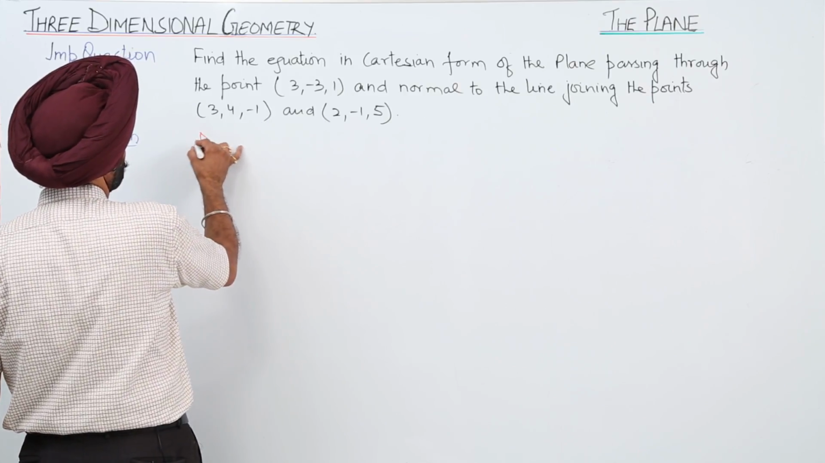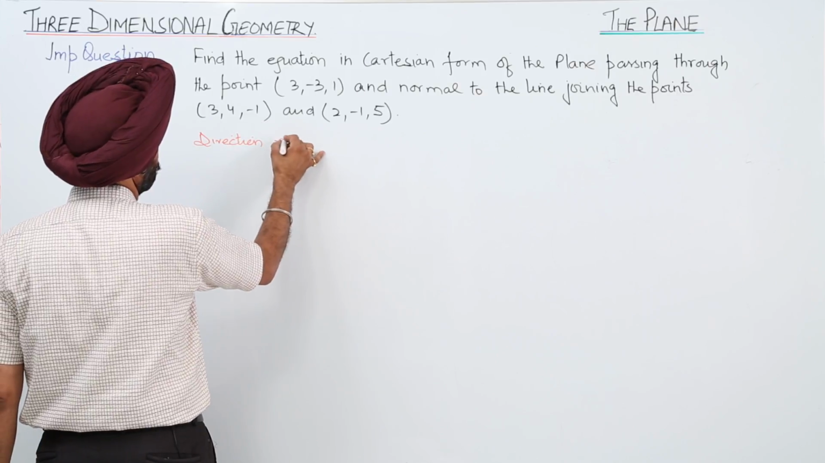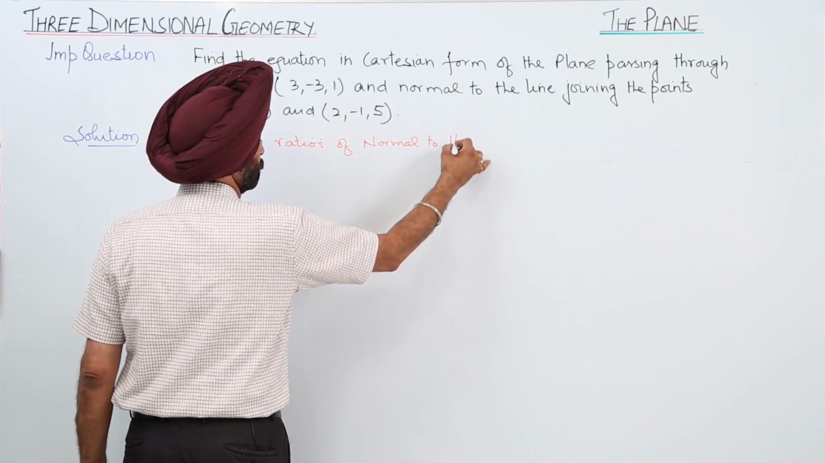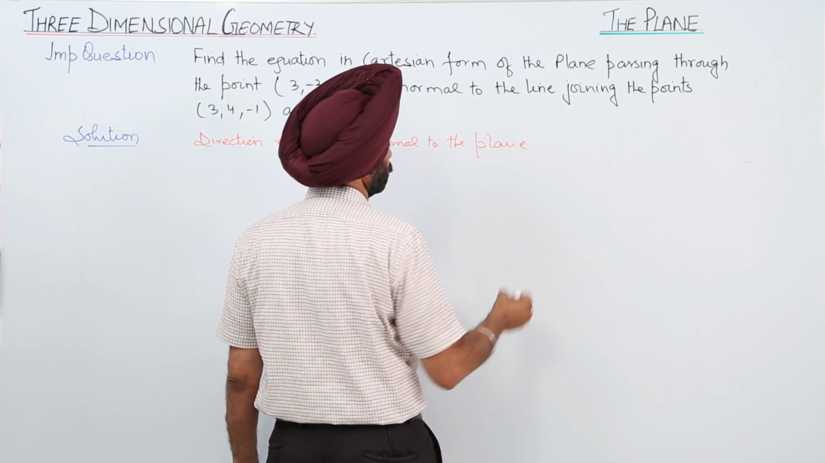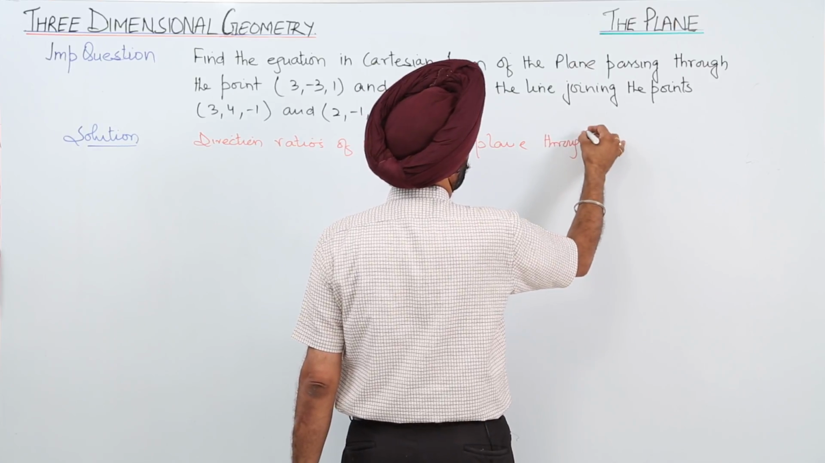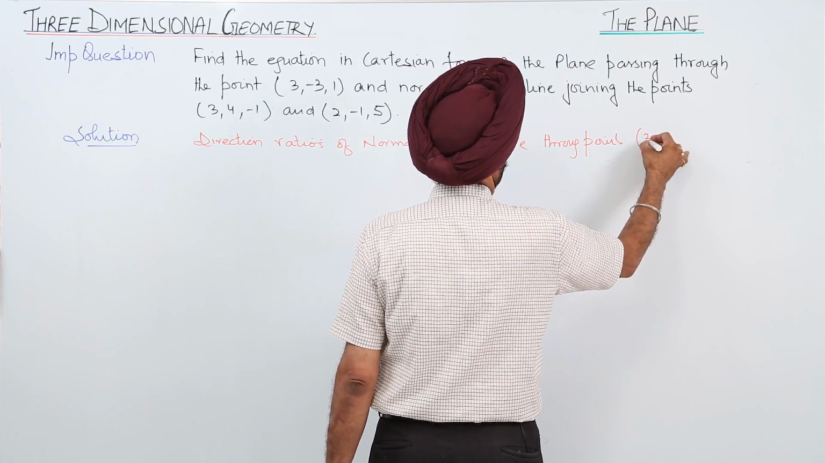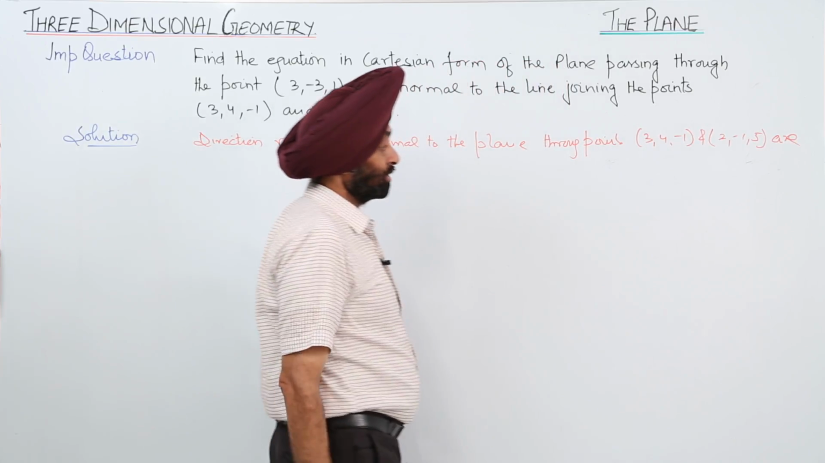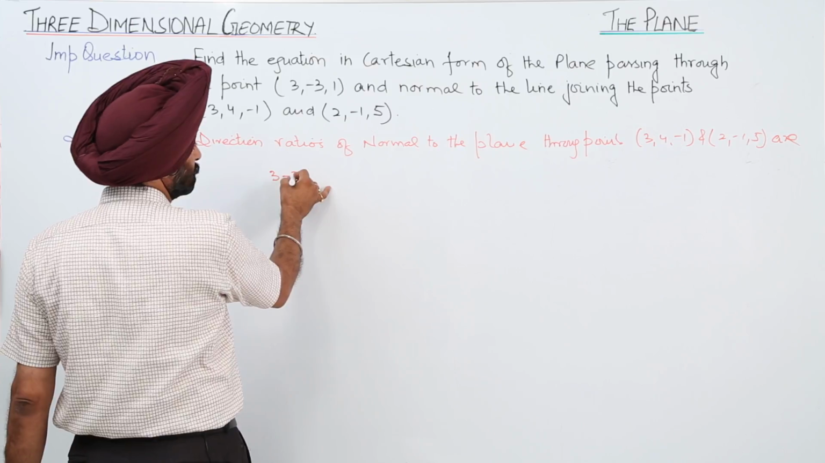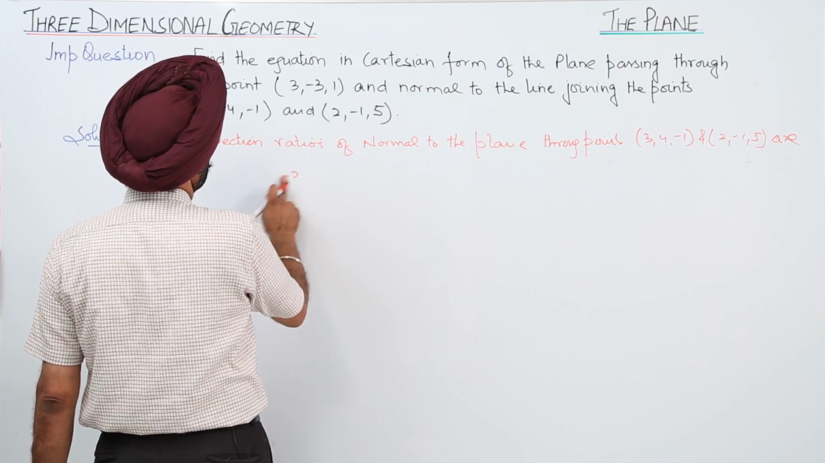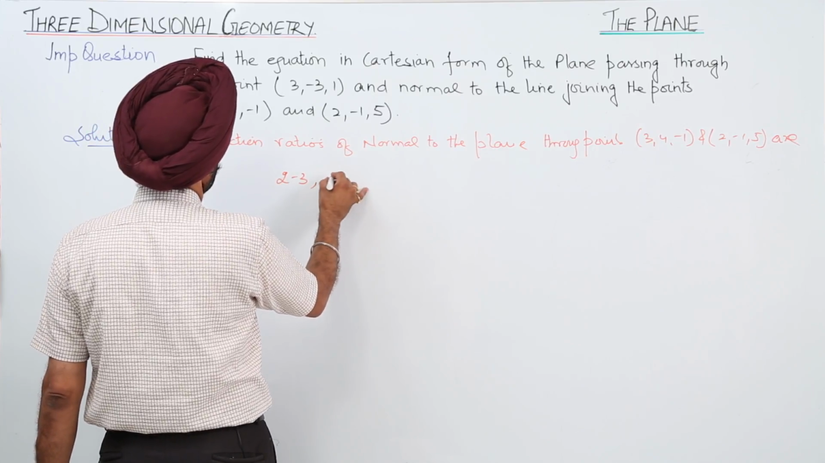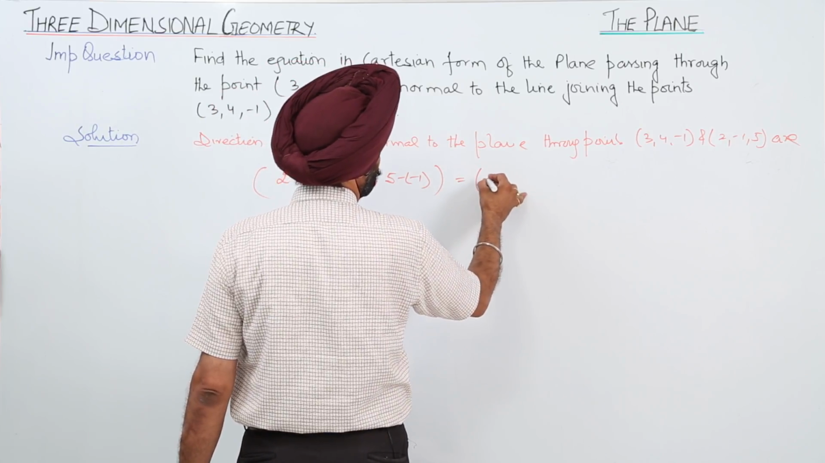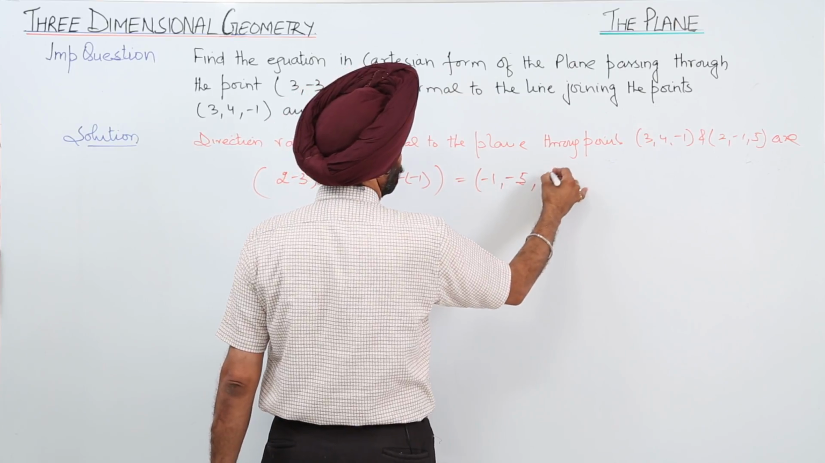Now the direction ratios of the normal to the plane through the points (3, 4, -1) and (2, -1, 5) are, now the direction ratios are 2 minus 3, then -1 minus 4, then 5 minus 1. Now, this is equal to -1, -5 and 6.